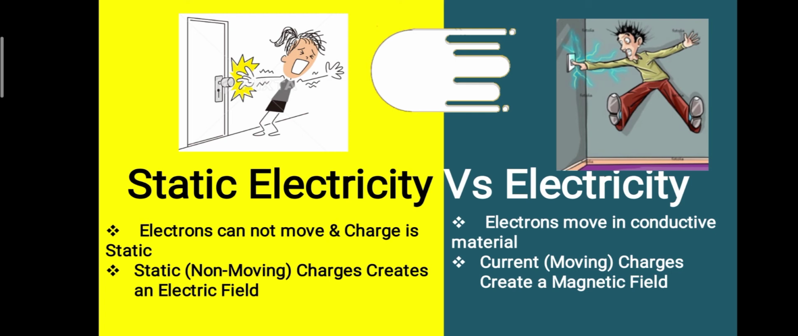Here is a comparison between static electricity versus electricity. The pictures themselves express the meaning with actions. The yellow region picture shows a person who got a shock while touching a doorknob, and the blue region picture also shows a shock, but he touched live electricity. In static electricity, electrons cannot move. The accumulated charge is static, and static electricity charge creates an electric field. But in electricity, electrons can move in a conducting material and the charge creates a magnetic field.